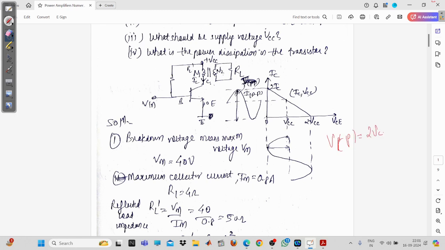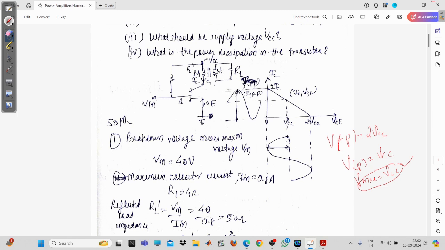This is twice VCC, and V peak will be equal to VCC. So this is the maximum value, that is VCC. Or you can see that this is the breakdown voltage. Breakdown voltage means that if you apply a voltage above the breakdown voltage, then your transistor will be damaged. So here, what is the maximum value? From this figure, you can say that the maximum value is VCC only.